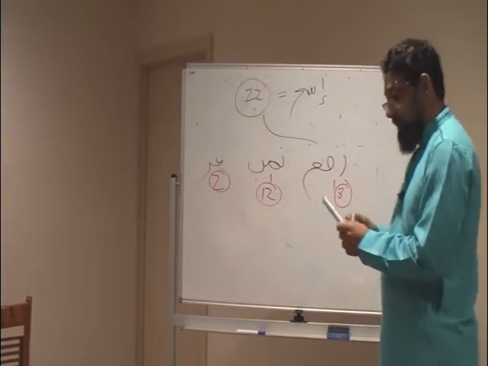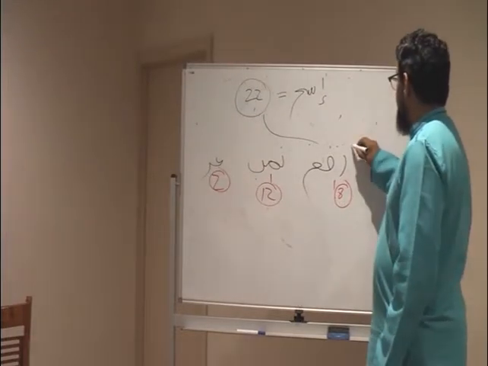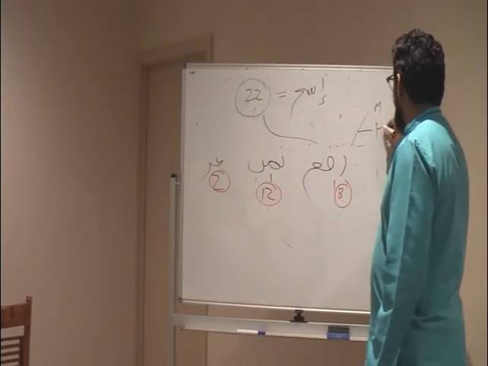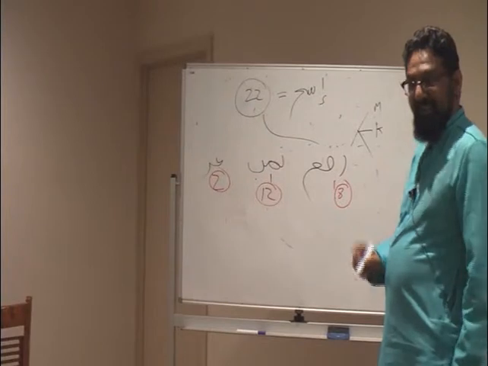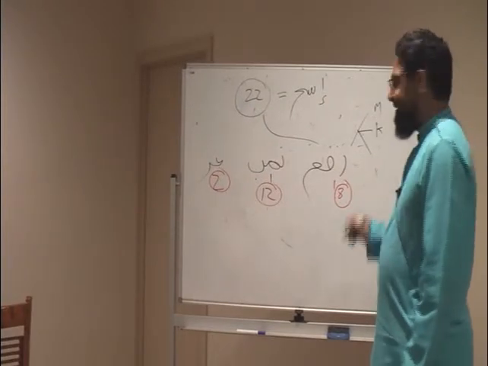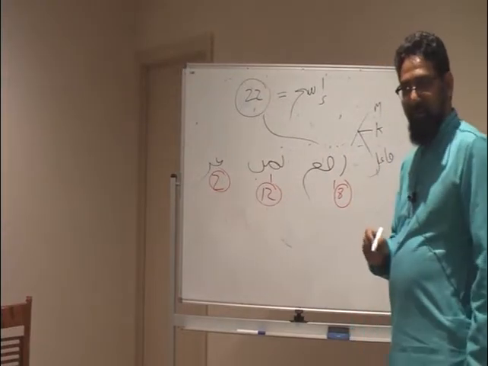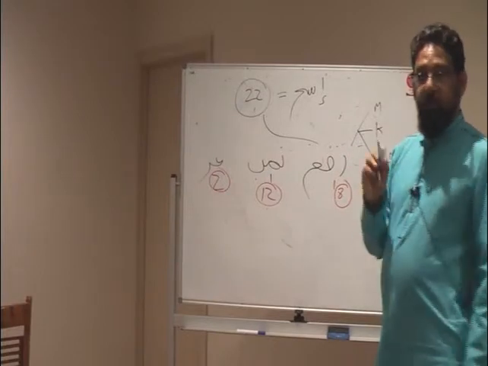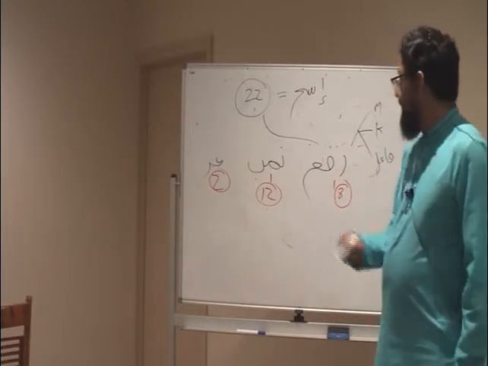So if we take Rafa, for example, we know that Rafa can be in Mubtada, it can be in Khabar, it can be as a fa'il, in a verb. So already you've got 3 out of 8. So already 3 just in Rafa that you know already. It could be a Mubtada, it could be a Khabar, and it could be a fa'il, a subject of a verb.